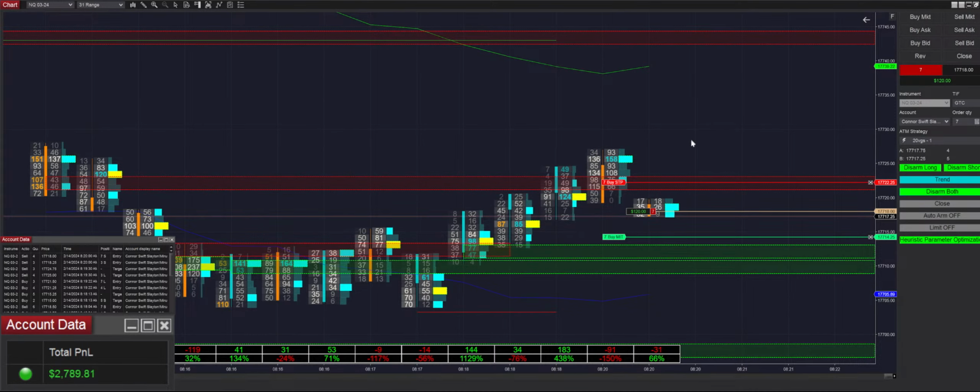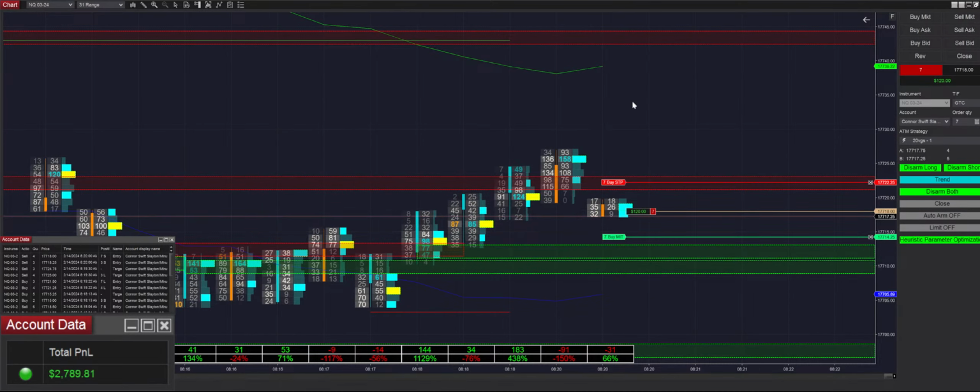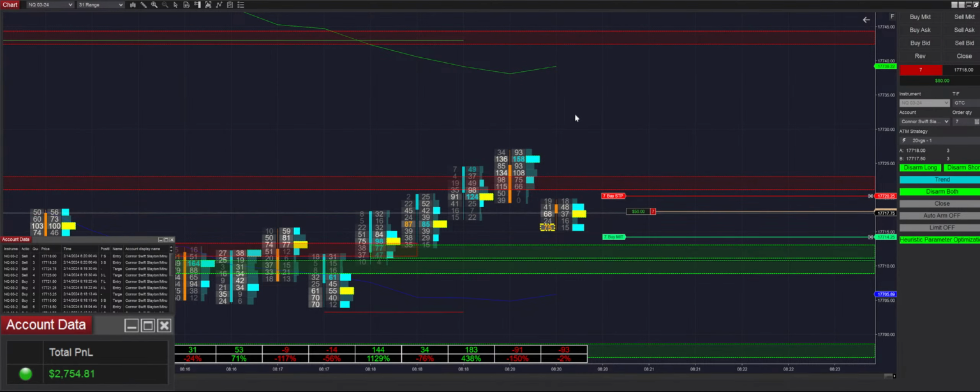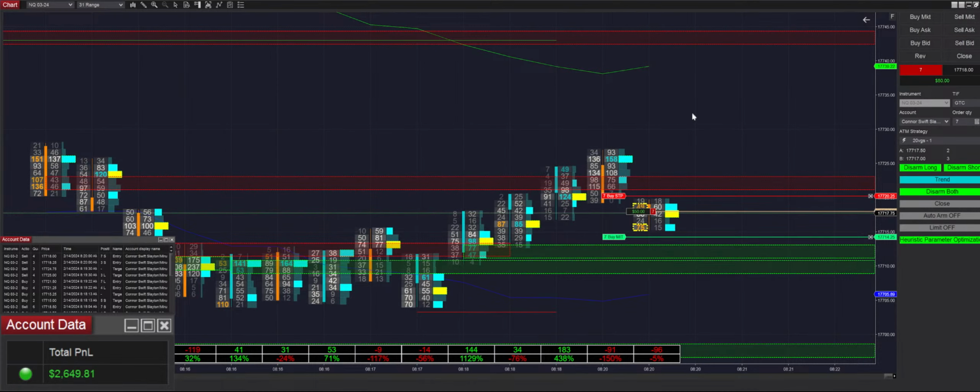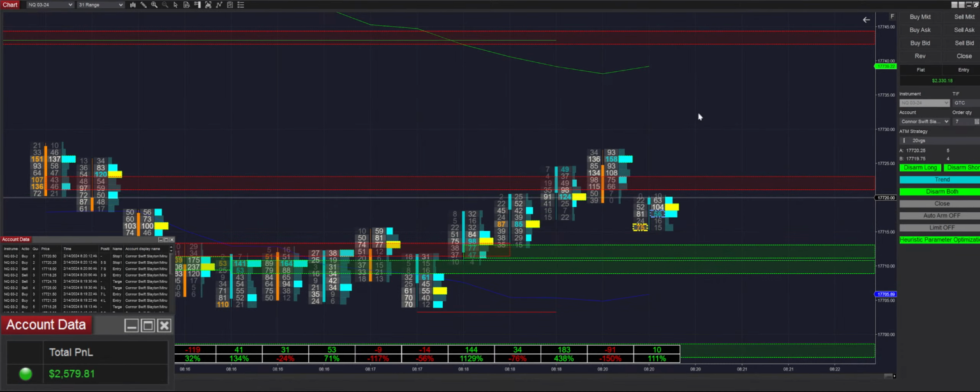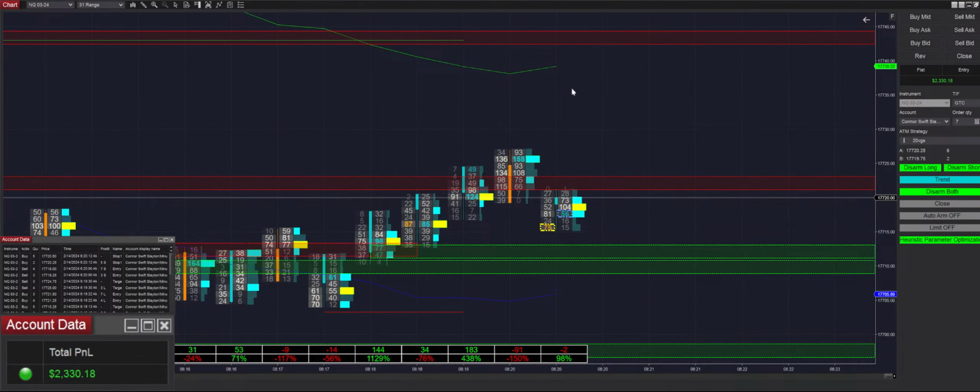Just got filled short. Let's see if we can end up doing this one. Unfortunately, that's going to be our first loss of the day, back down to 2,300.